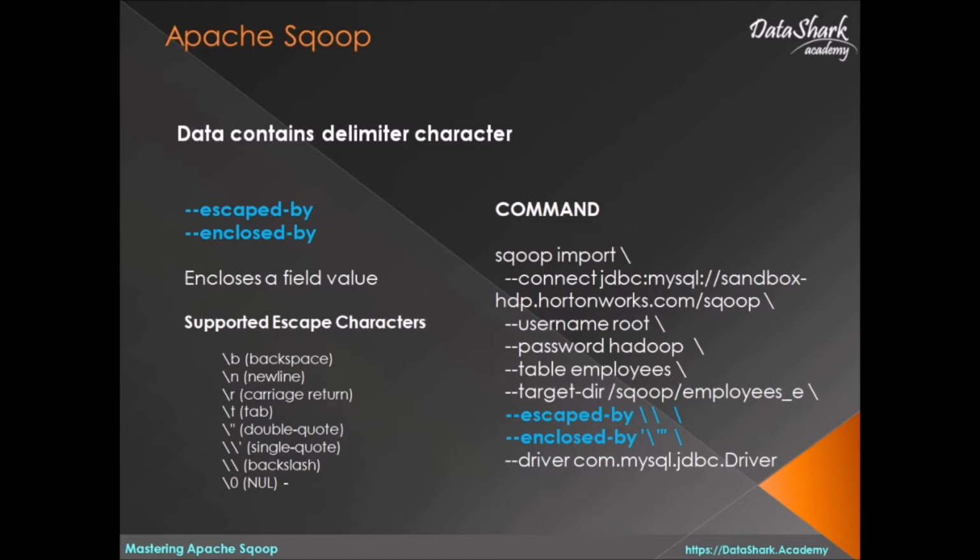For example, you have a free-form text field, and the value of this field may have some characters which are same as the delimiter character. Then you can use escaped-by and enclosed-by together to handle these kinds of values. Basically, it will enclose the entire value in, say, double quotes, and that will prevent the splitting of the data at a wrong position in your data set.